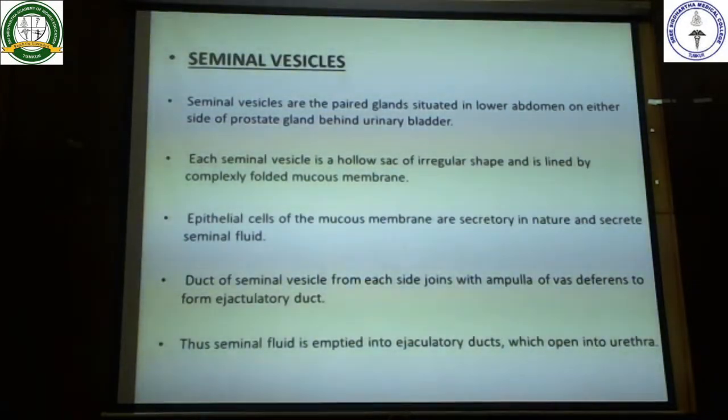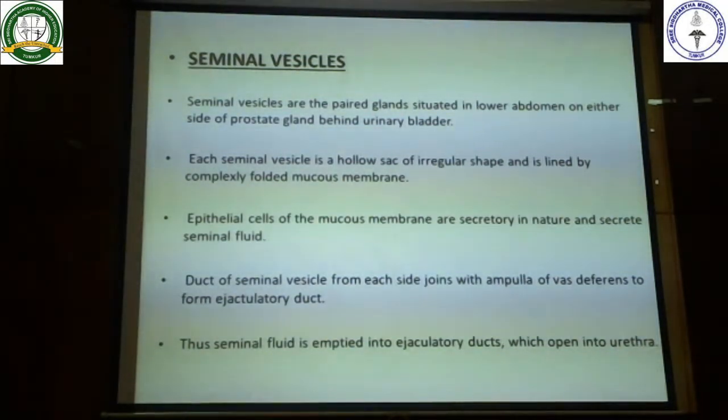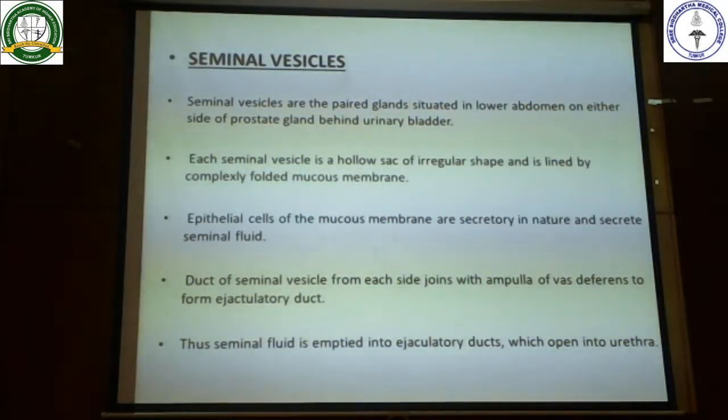Now, the duct of the seminal vesicle. As the epithelial cells present in the seminal vesicle secrete the fluid, that is seminal fluid, that seminal fluid has to be drained outside, and it is drained through the duct of the seminal vesicle. So from each seminal vesicle, a duct comes outside, and this joins with the ampulla of the vas deferens to form the common ejaculatory duct, and thus the seminal fluid is emptied into the ejaculatory ducts, which finally open into the urethra.